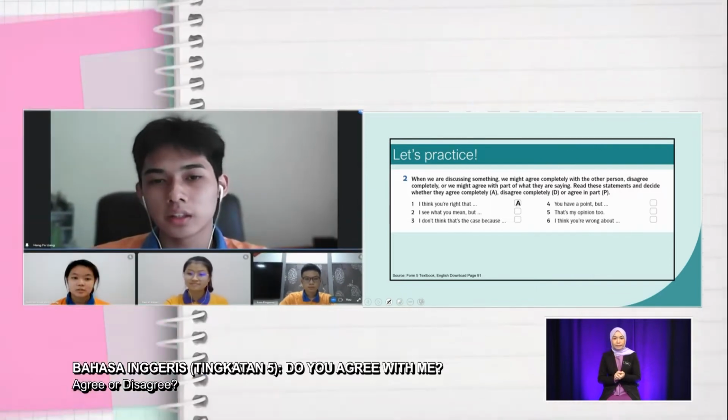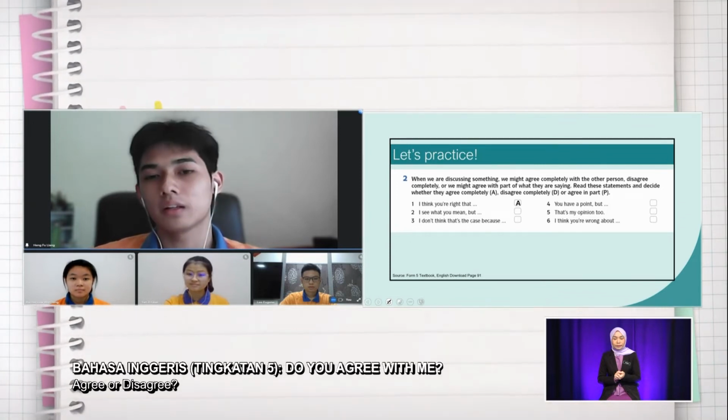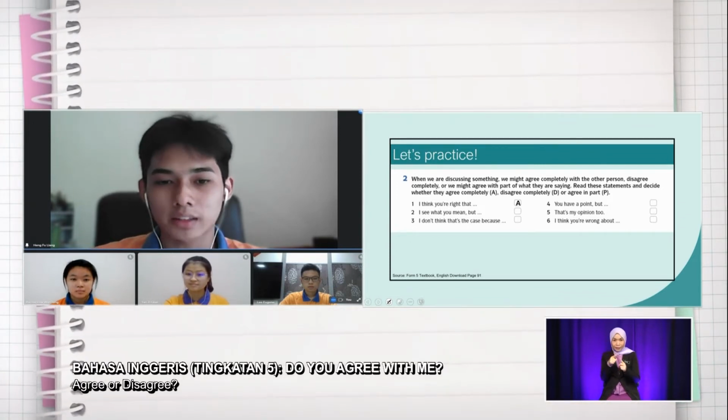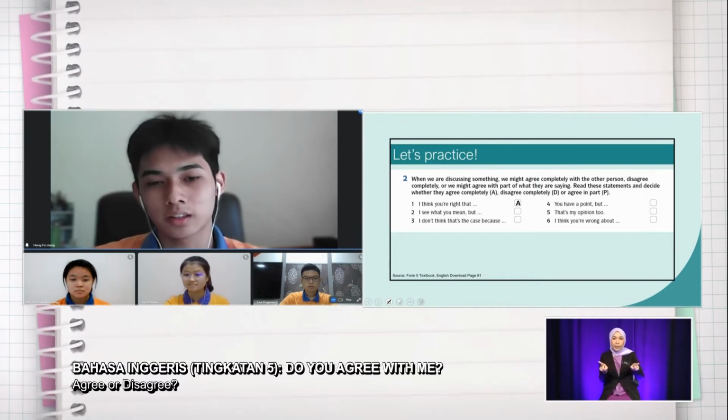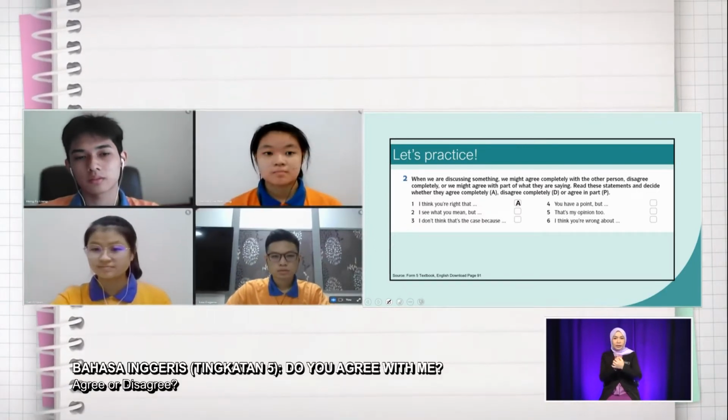In the front, it said that "I see what you mean" means that he agrees with it. But at the back, it is "but", which means he has an opinion opposite to his. All right, okay, so it's like agreeing in part only, yeah, because of the keyword "but". Let's check. Yes, P, okay?